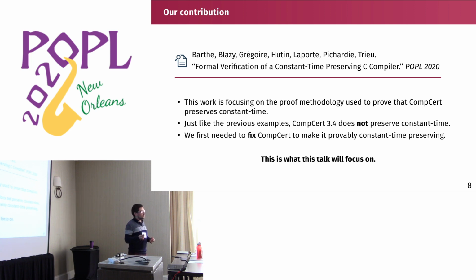But before that, the CompCert version that we started working on, which is version 3.4, did not actually preserve the constant time policy. So the first thing that we had to do was to modify the compiler, and this is what I will focus on during this talk.